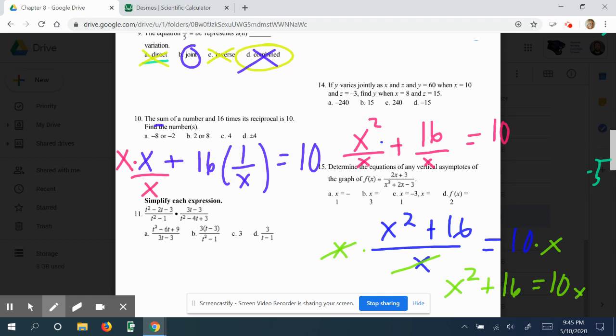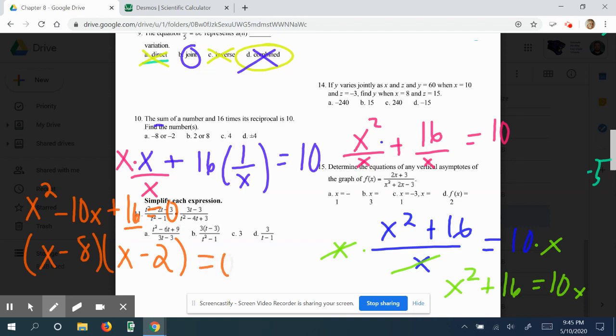Now you'll notice I can set that equal to 0 by subtracting 10x from both sides. So coming all the way over here, I end up getting x squared minus 10x plus 16 equals 0. And so we'd say the two numbers that multiply to 16 and add up to negative 10, or we could use the quadratic formula, is going to be x minus 8 and x minus 2 equals 0. And so the two values that work in here would be x equals 8 or x equals 2, right? So that would be B, 2 or 8.